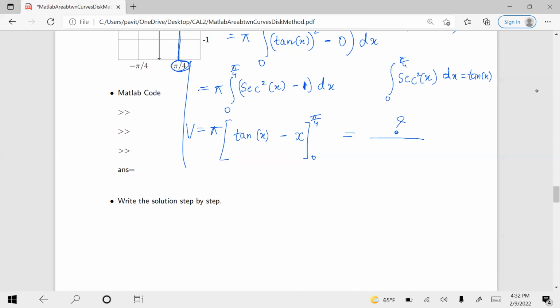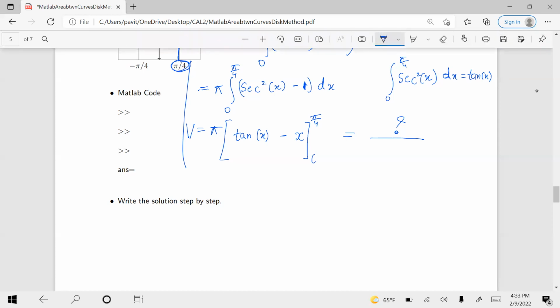Remember, you have to take 0 as well. Tan of 0 and minus 0. You have to take 0 as a limit as well. Do not leave it as it is.